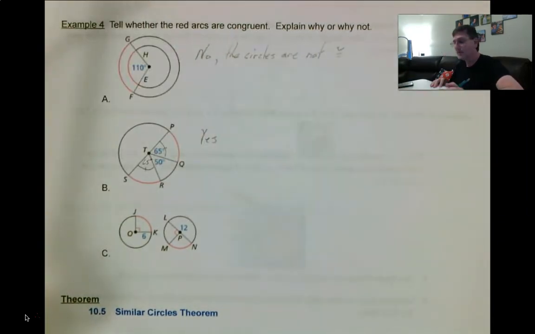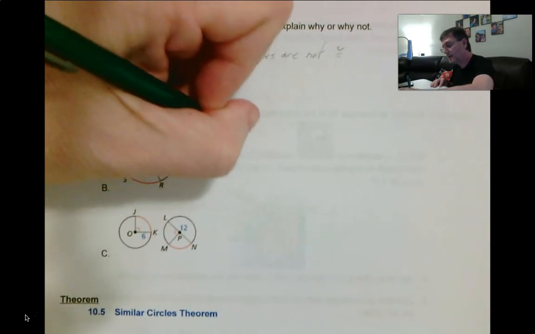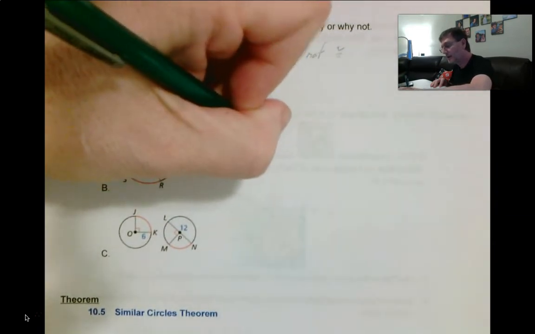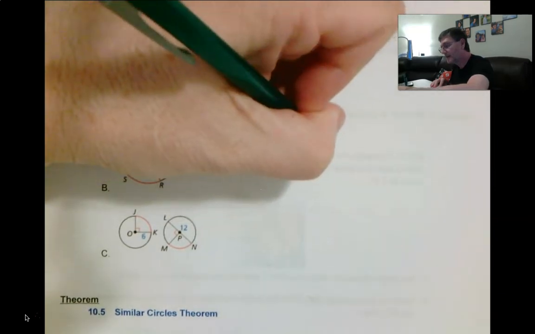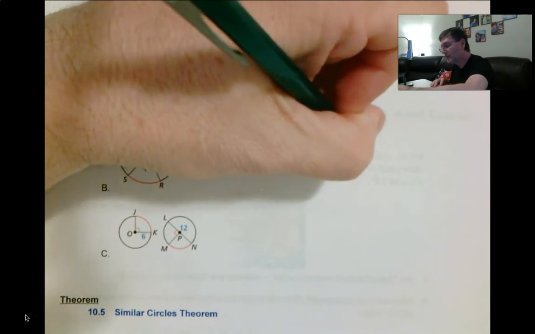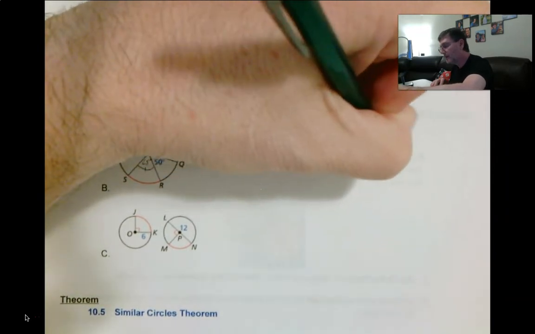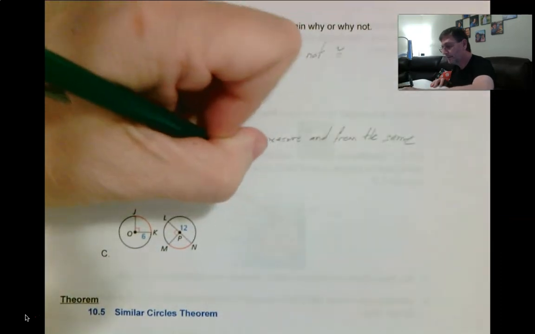they are the same measure, and from the same circle.